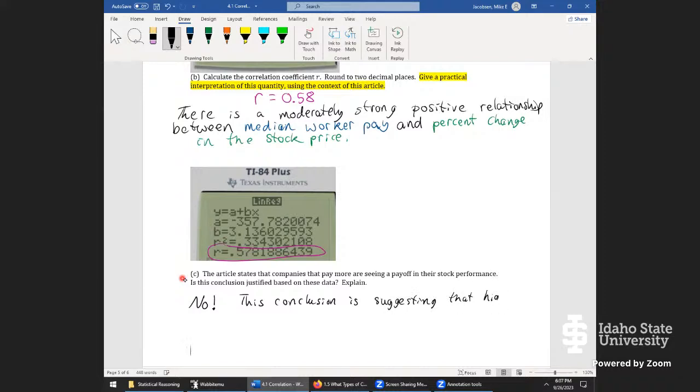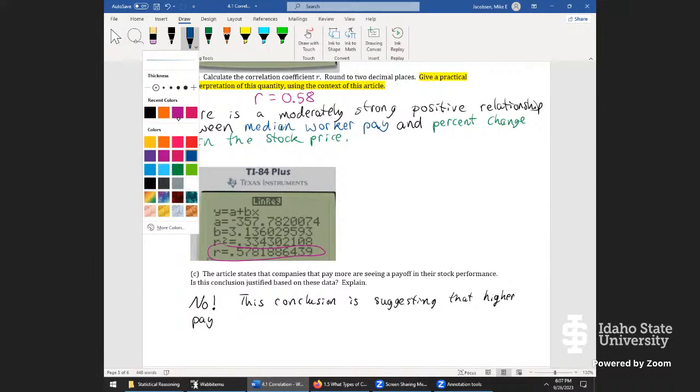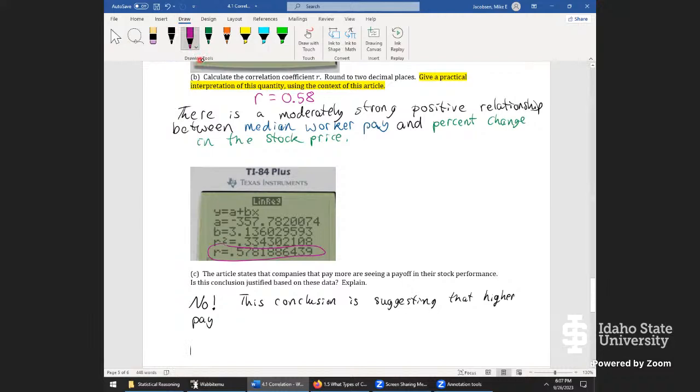that higher pay, and let's put this word here, causes higher performance in the stock price. And that may be true, but again, if we want a conclusion of cause and effect, we have to design an experiment in order to get that conclusion.